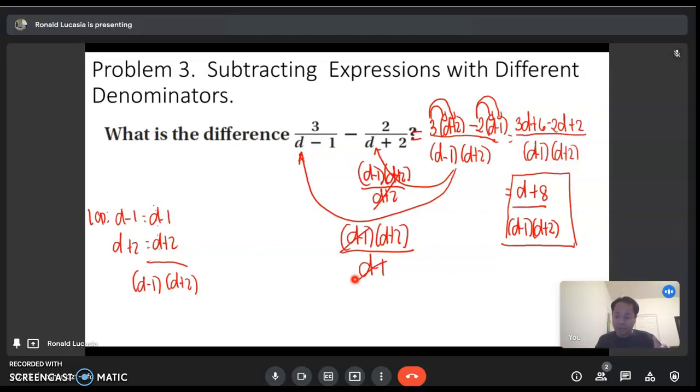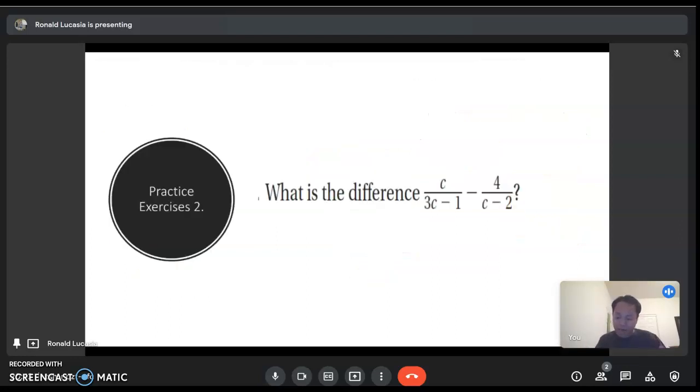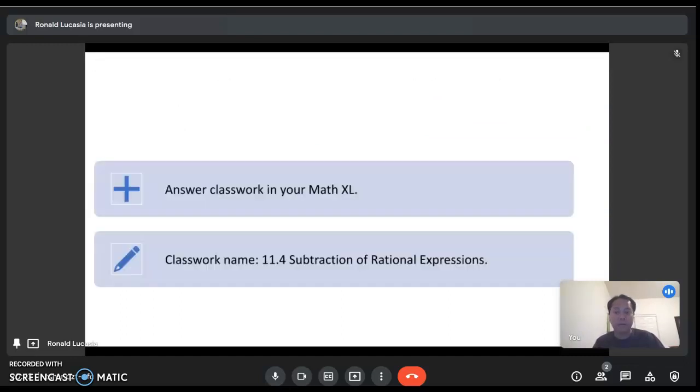Okay, so for the practice exercises, you answer this one, and then you can work on your classwork in MathXL. The classwork name is Subtraction of Rational Expressions.